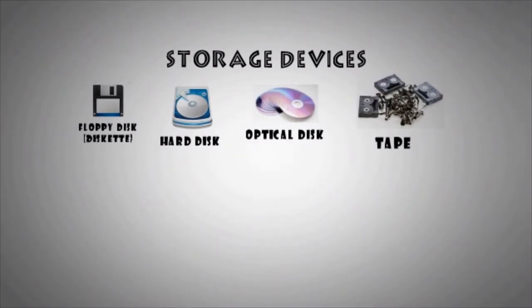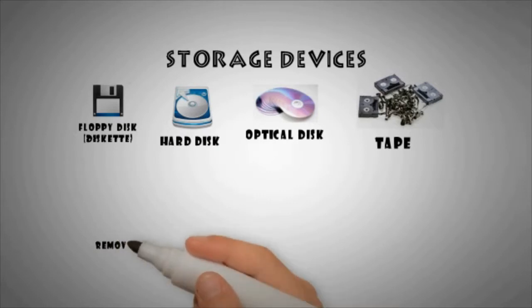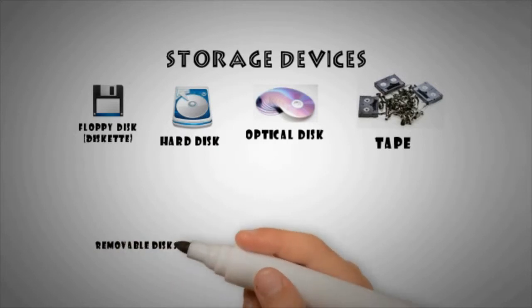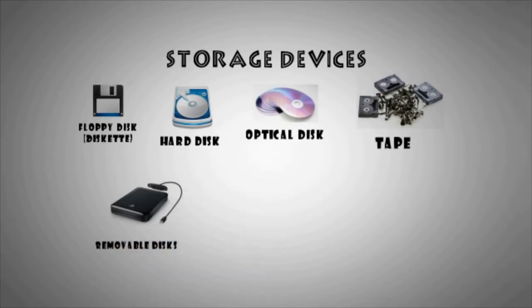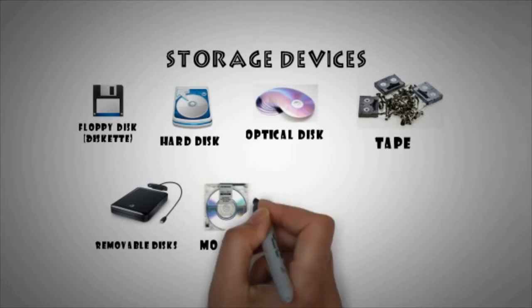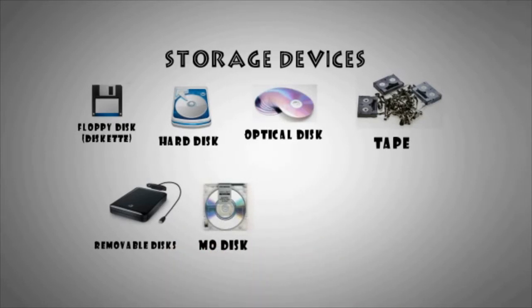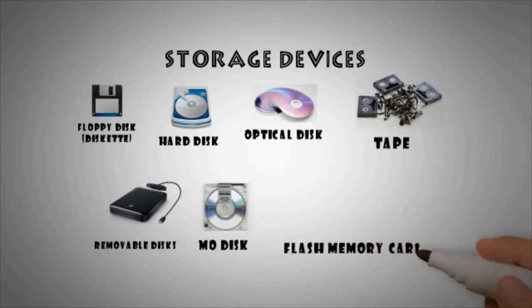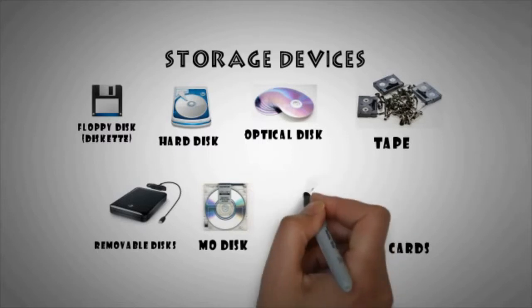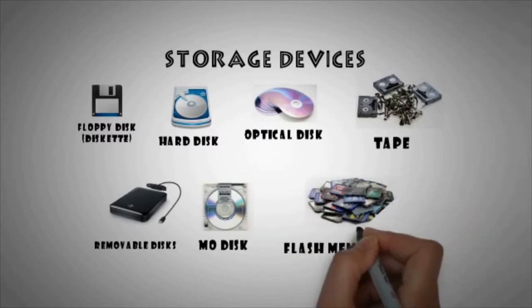Other storage devices can be read-write removable disks: zip disk, 100 and 250 MB, super disk 120 MB, jaz disk 1 GB, MO disk. Flash memory cards: compact flash, smart media and memory stick, commonly used in digital cameras.